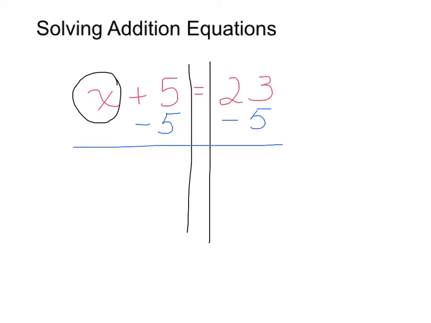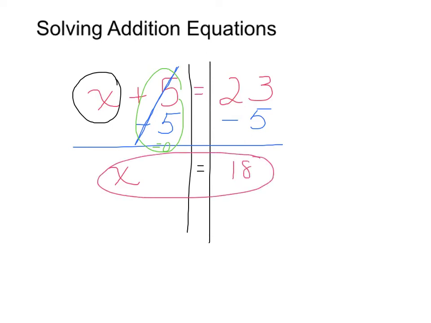So what ends up happening is the 5 minus 5 adds out to 0, and that leaves me with x all by itself. So just as a reminder, 5 minus 5 is equal to 0, which is why we don't write that. So I get x is going to equal whatever 23 minus 5 is, which in this case is 18. So x is going to be equal to 18.